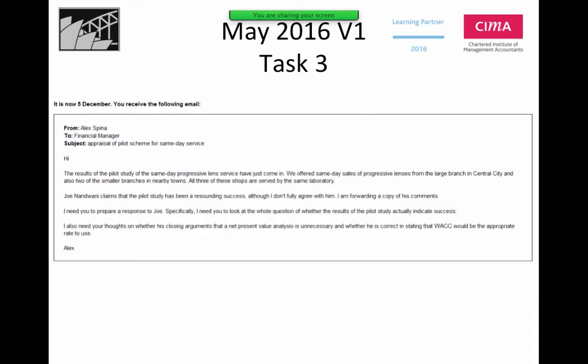Let's look at the third one. The third one again talks about the results of the pilot study of the same-day progressive lens have just come in, right? So now we've done the pilot. Now the results have come in. We offer same-day service progressive lenses from the large branch in Central City, right?